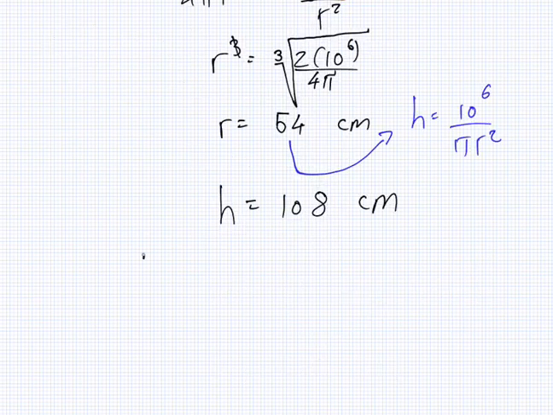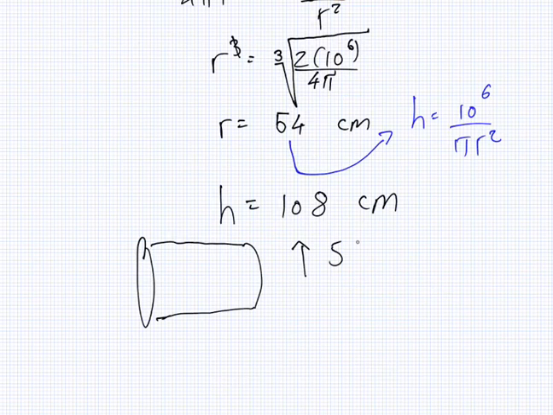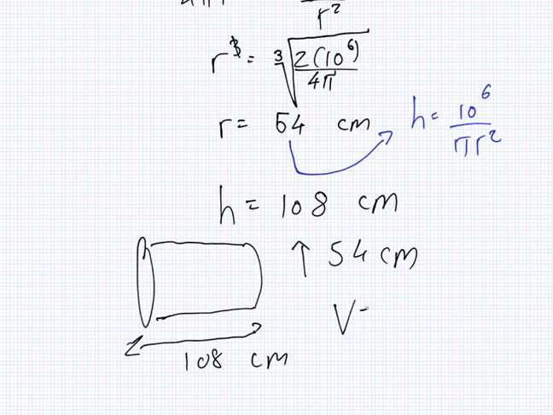So we know now, if we build a tank of radius 54 centimeters and height 108 centimeters, it will use the minimum amount of material possible. But it should still hold 1,000 liters. So let's just quickly check that. Volume equals pi r squared h. Now, it won't be exactly a million, but can you tell me what this is roughly?